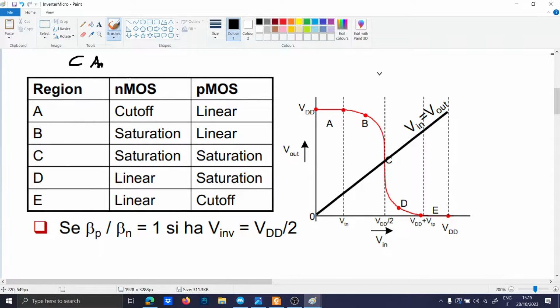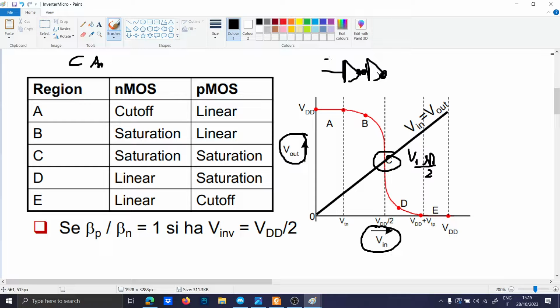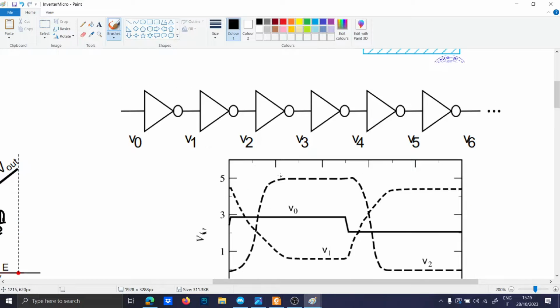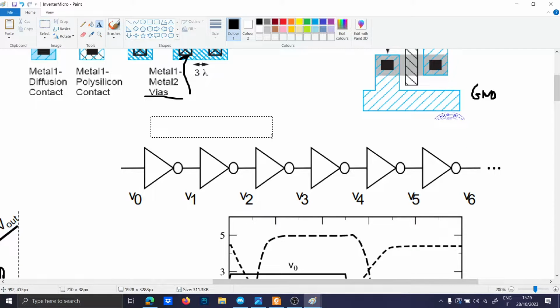So this is the characteristic of the inverter and how the MOSFETs are working in each of these regions. This is the first thing that we will see in LTSpice, just by looking at the output and the input in a DC characteristic sweep. So this point here is exactly at VDD over 2, and the gain here is very high, meaning that if you put one inverter after another, you are actually improving the gain. This property is called the regenerative property. Let me write this here.